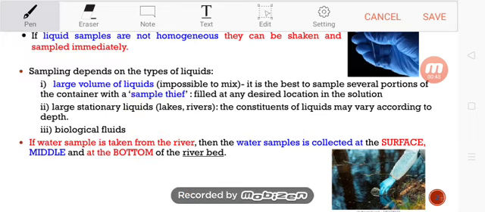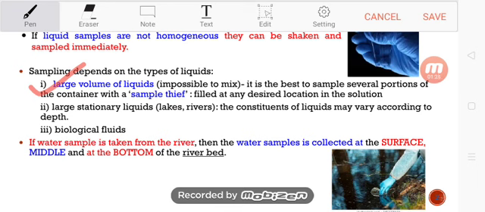large volume of liquid, it is impossible to mix. For example, in your college you have a water tank, big enough, right? So it is impossible to mix. So what you should do is, the best is to sample several portions of the container with a sample tip, filling at any desired location in the solution. Okay, I would like you to find the terms of sample tip. Please respond after this.